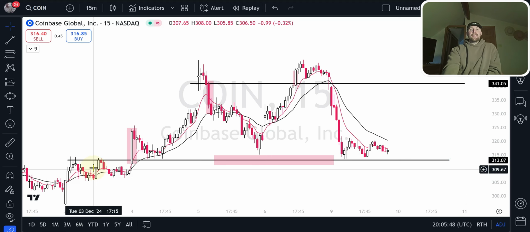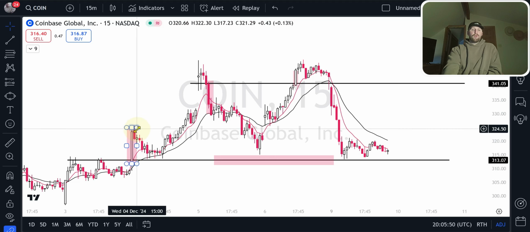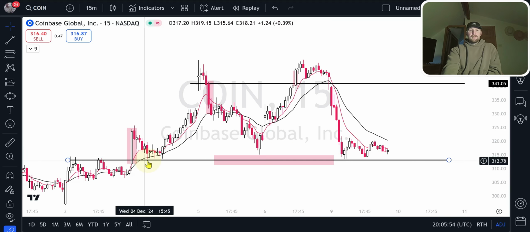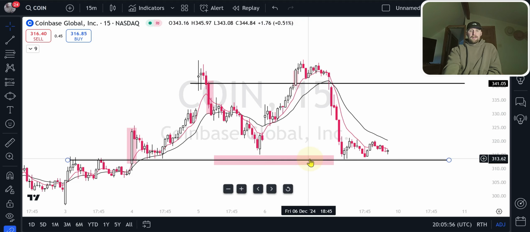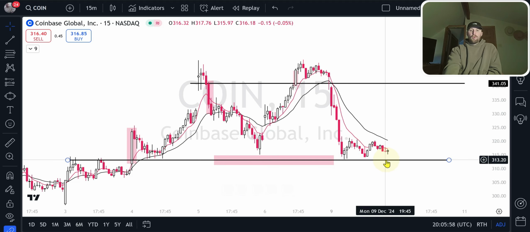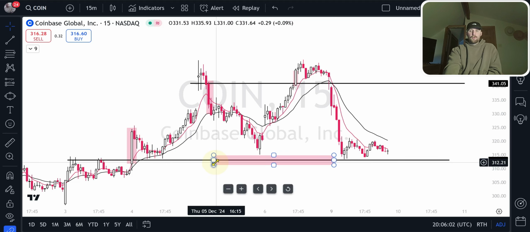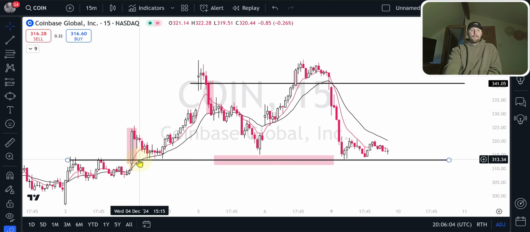Price rejected, finally broke through this level, okay, 313. Now we've been holding this as our support line since we've made this massive move. So 313 is our support.